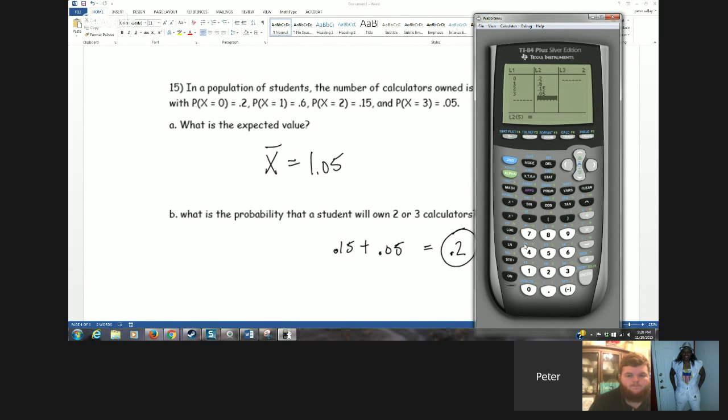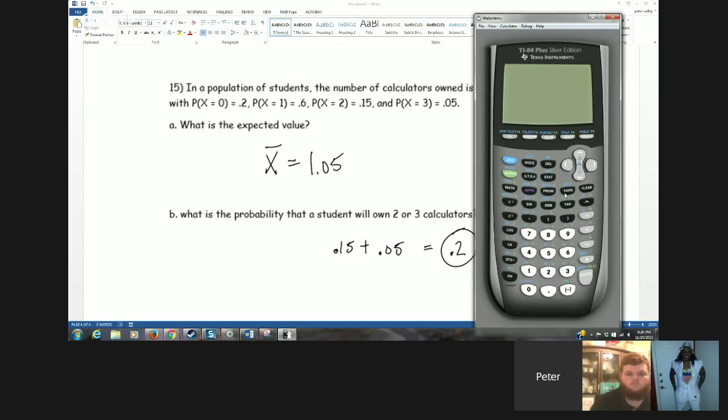Okay, and then in order to find the expected value, that's the mean of this distribution, I just want to do 1-Var Stats. So go over to calc, 1-Var Stats, and I have to tell the calculator to look at list 1 and list 2, otherwise it won't do it. As long as I have that typed in there, I can hit calculate and it will tell me what the mean is.